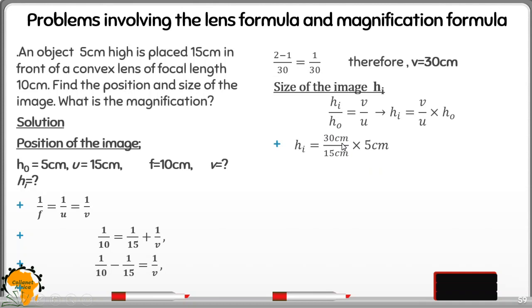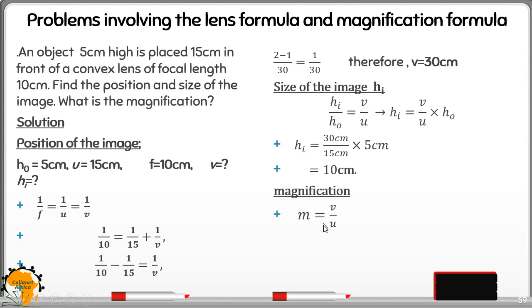Not the height but the image distance, V is 30, we have calculated. The object distance is 15, and the object height is 5. So by multiplying and dividing, 15 by 15 is 1, 30 by 15 is 2, you will get 2 times 5. You get that the height of the image is 10 centimeter.